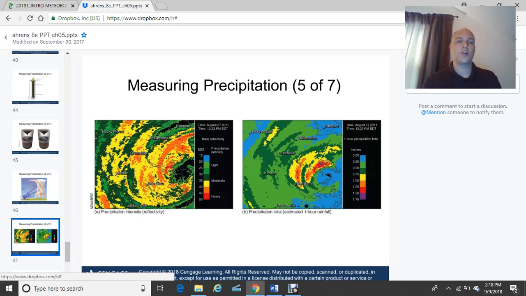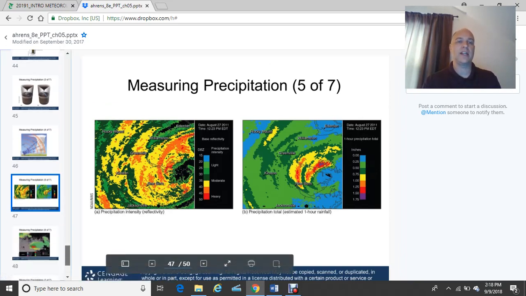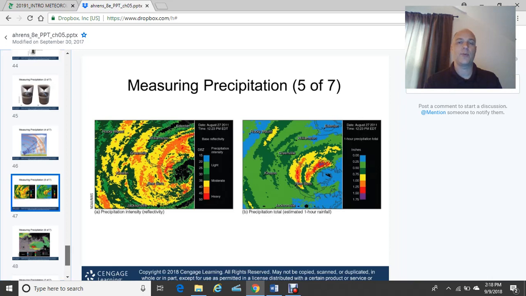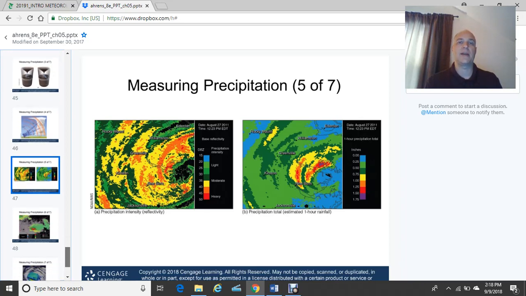And the yellows and the oranges and the reds, those indicate areas with the heaviest precip on the left, and then on the right, those would indicate your higher precipitation totals, upwards of 1.75 inches there. Looks like we're looking at North Carolina here. Yeah, we are, from a hurricane that came in and made landfall.